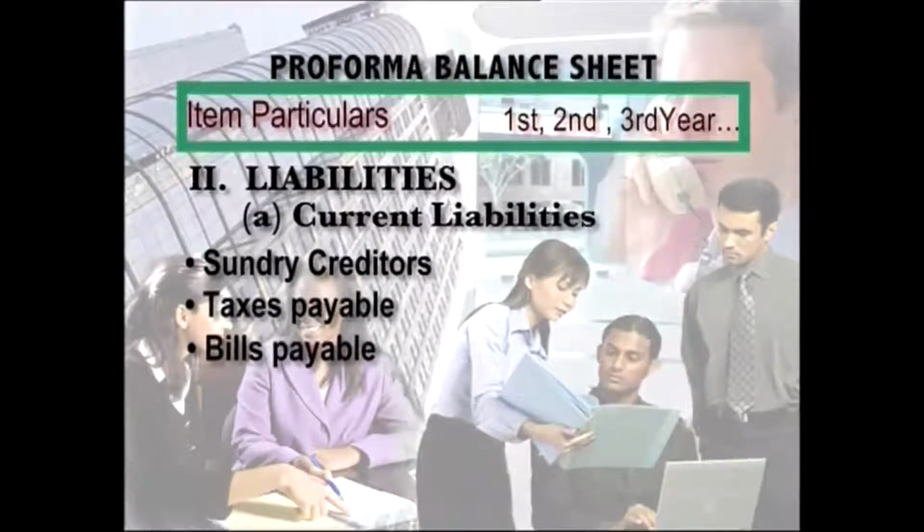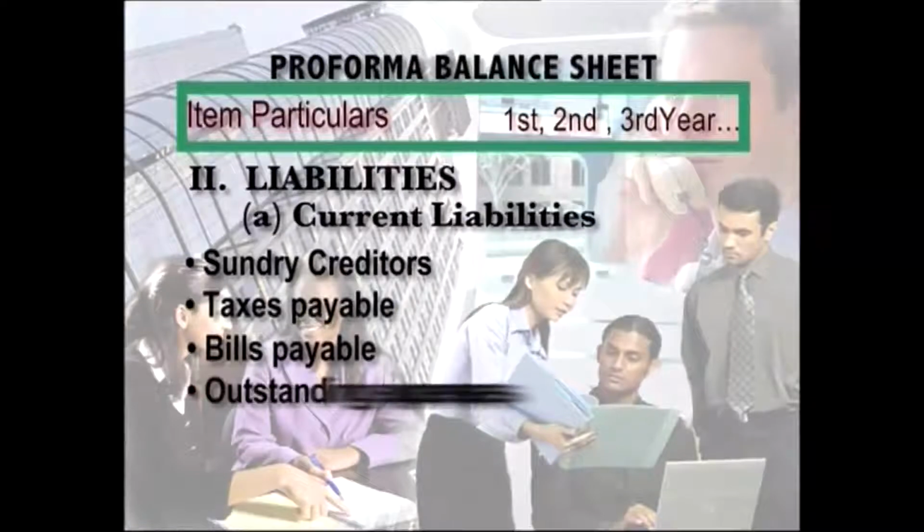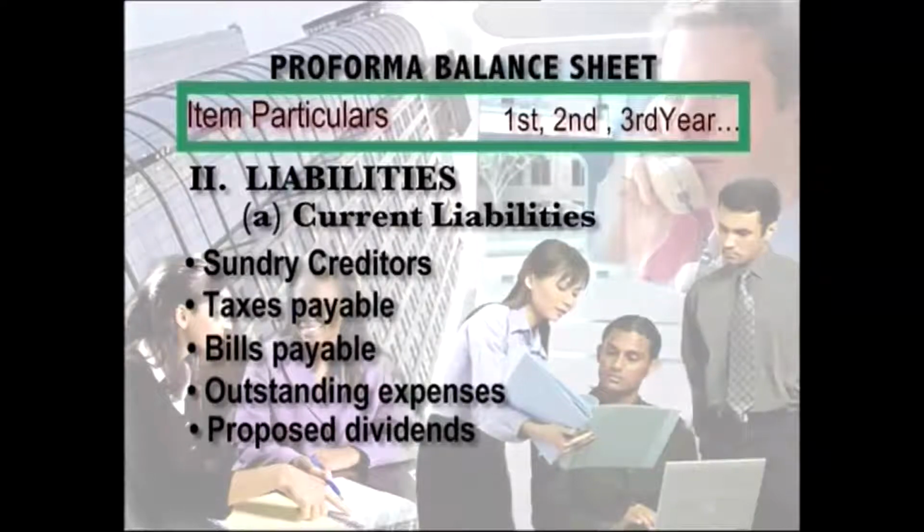Bills payable, sundry creditors, taxes payable, any outstanding expenses. It's the outstanding liability portion. Whatever you are supposed to pay which you have not paid, all outstanding expenses, proposed dividends which you planned or declared to pay to your shareholders. Okay, proposed dividends. So all this will sum up, and they'll give you the total current liabilities.